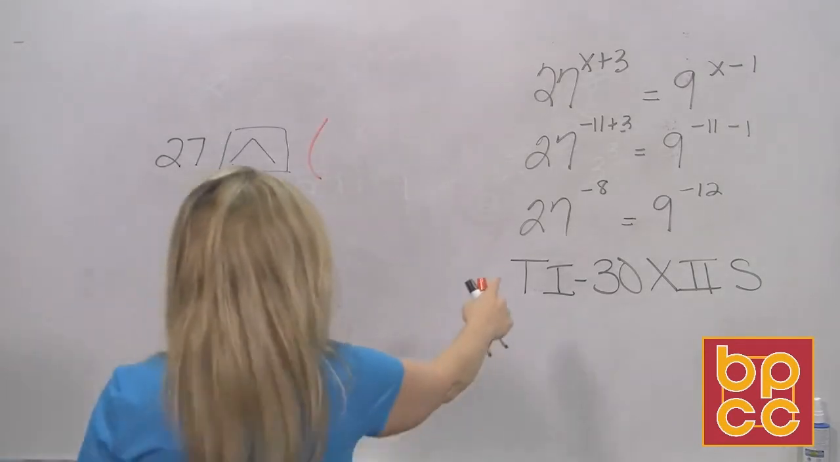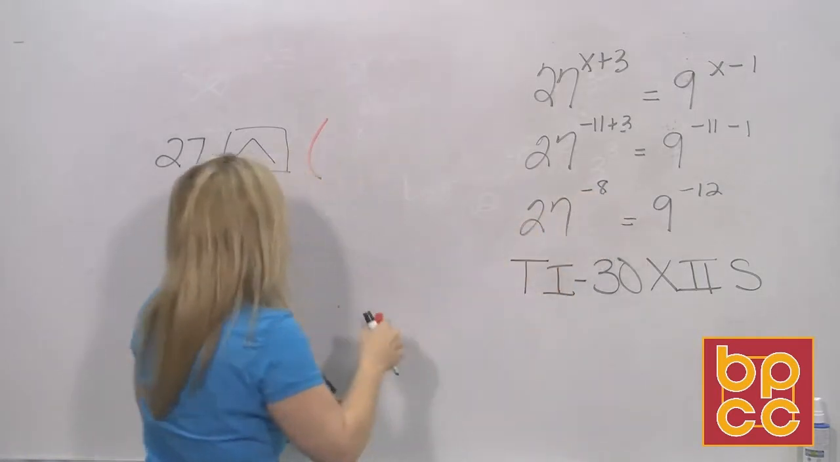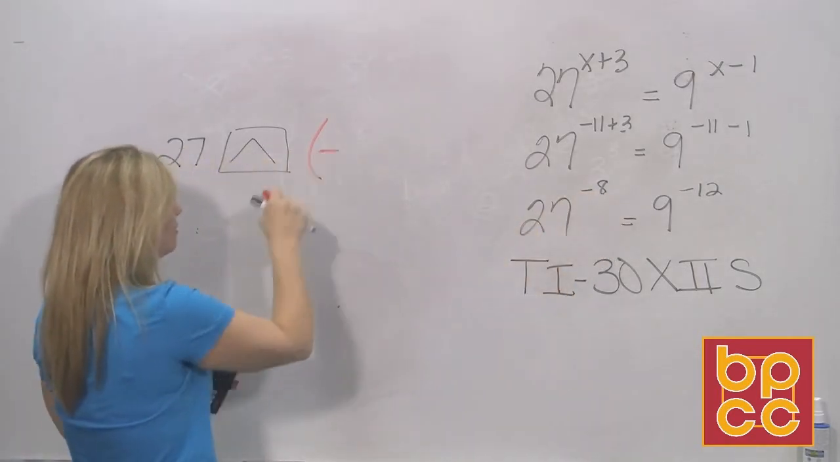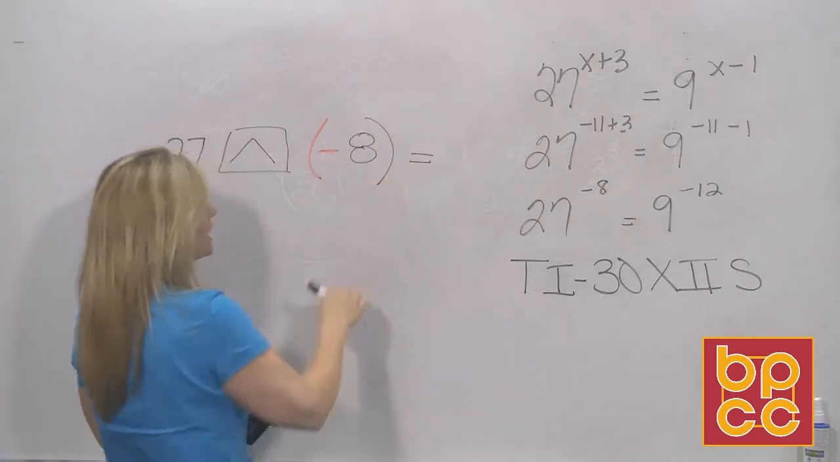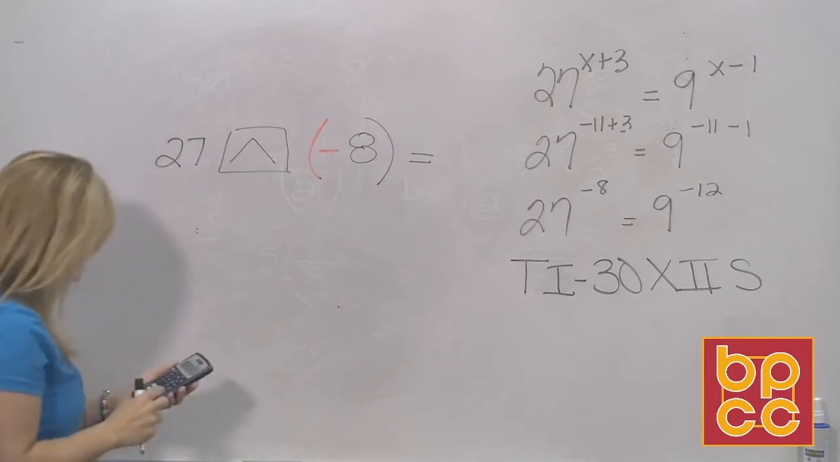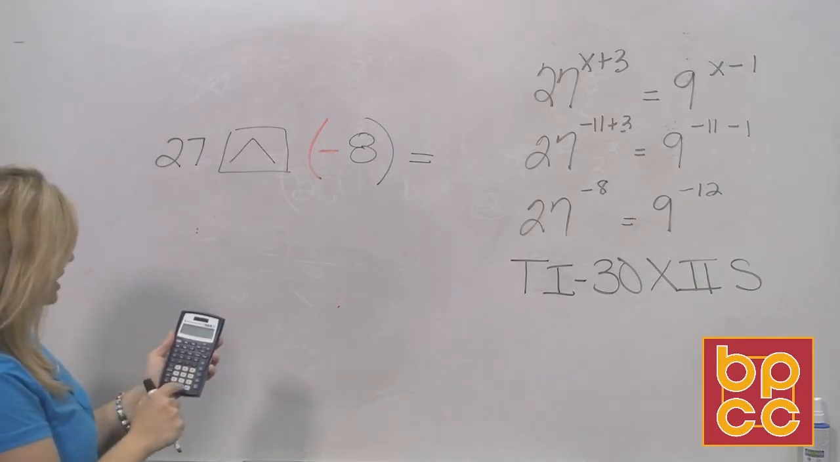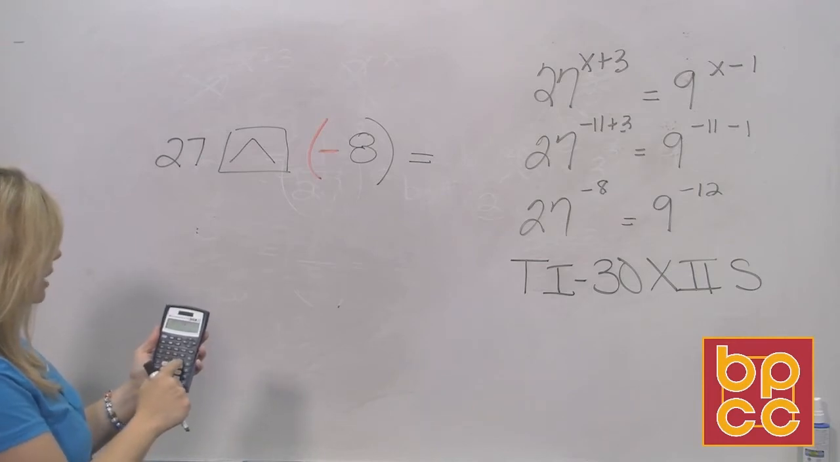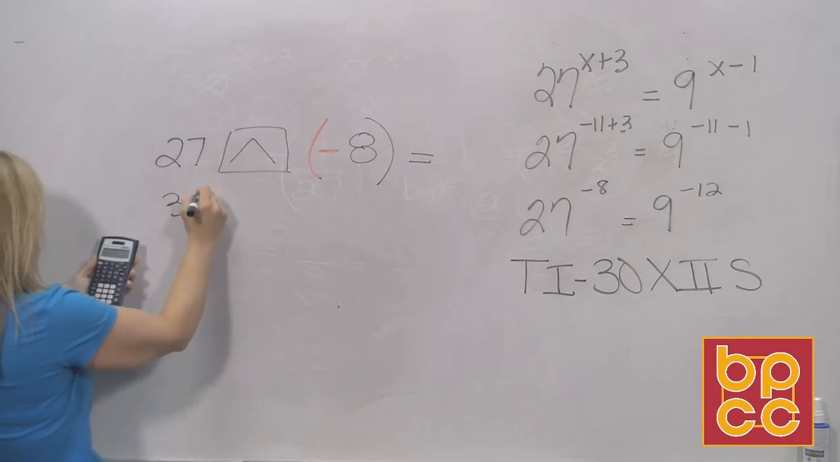We are not subtracting 27 and 8. We're saying the exponent's negative. So we want to use the little negative, type 8, and then close parentheses and hit equals. And I'm going to type that in. So I'm going to type 27 caret, open parentheses, little -8, close parentheses equals. And it's going to spit out an ugly decimal.